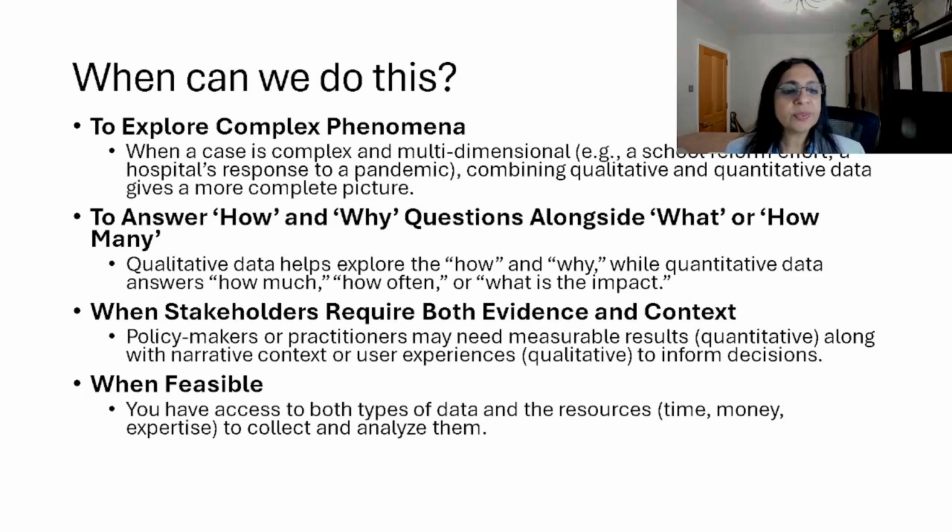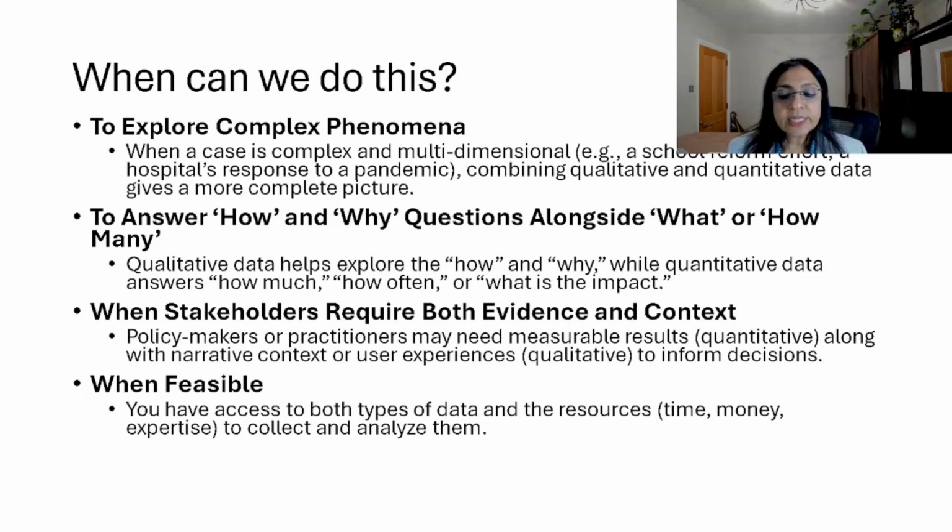From the example itself, to explore complex phenomena. When a case is complex and multidimensional, example, a school reform effort, a hospital's response to a pandemic, we can combine qualitative and quantitative data, gives a more complete picture. To answer how and why questions alongside what or how many. So you can see a various range of questions can be asked here. Qualitative data helps explore the how and why, while quantitative data answers how much, how often, what is the impact.